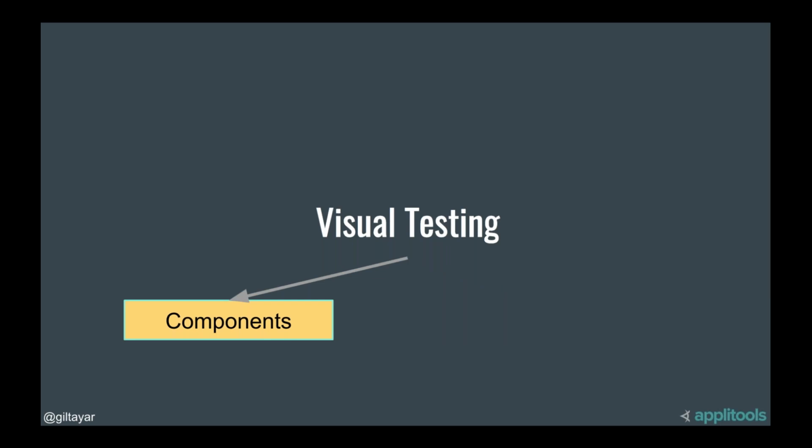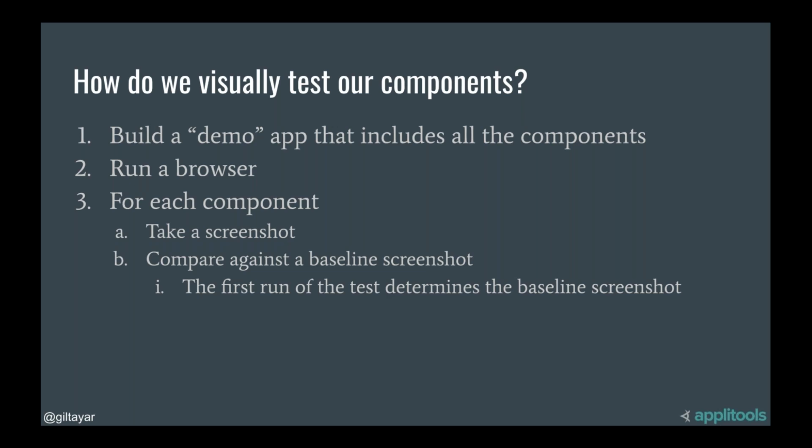Let's start with components. How do we visually test our components? When I'm saying components, I'm talking about if your company uses React components, if they're using Angular components, Vue components, Polymer components, whatever component library you have, how do we test the date picker in that library? How do we test the button in that library, the search bar in that library, the menu in that library? How do we test those to see that they're still okay, that changes in the CSS didn't affect them? And the answer is simple.